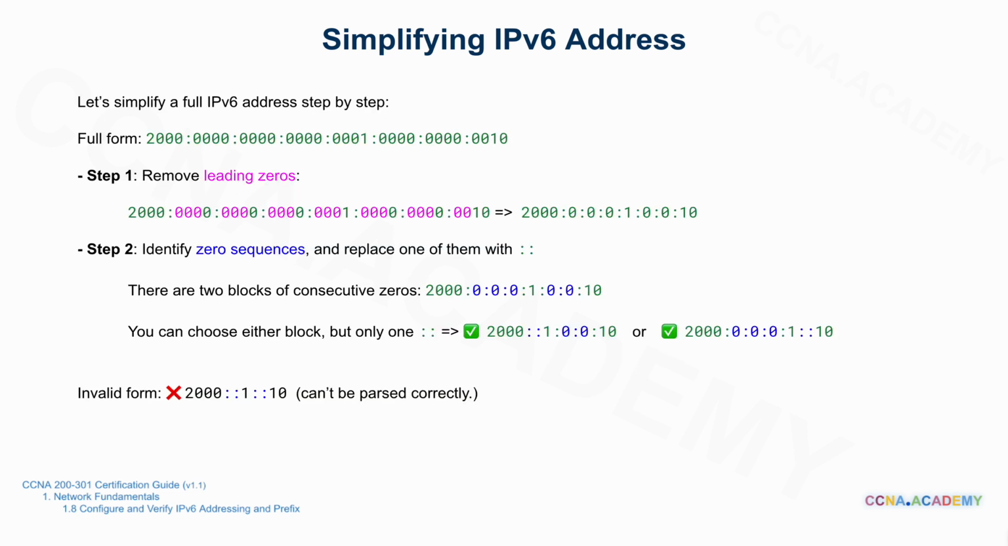Here's an example. Step 1. Remove the leading zeros. Step 2. Replace a sequence of consecutive zeros with a double colon. That gives you 2000::10010, or 2000::10, but not 2000::1::10, because 2 double colons would make it invalid.